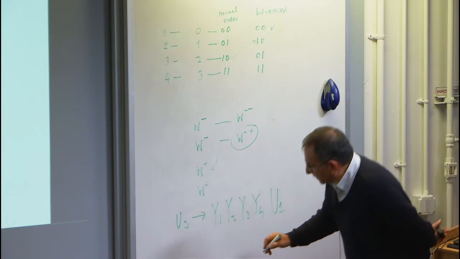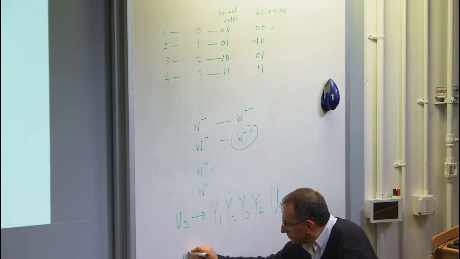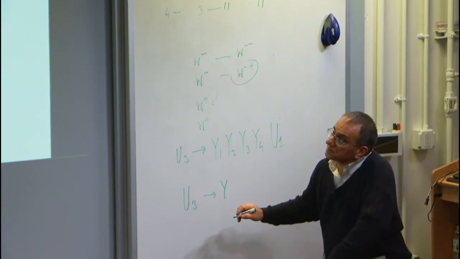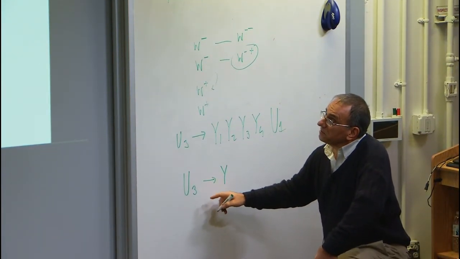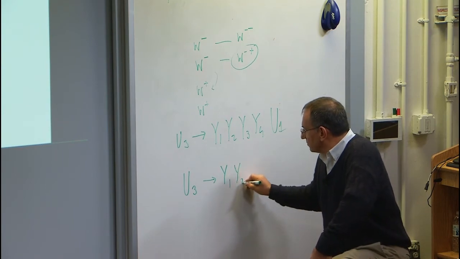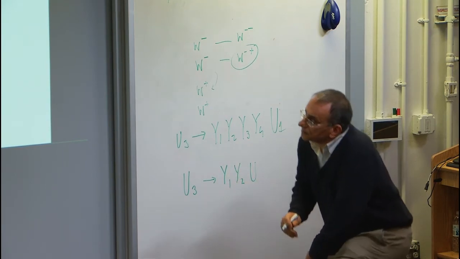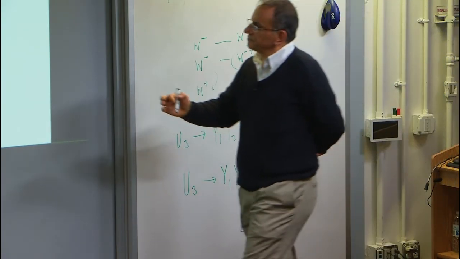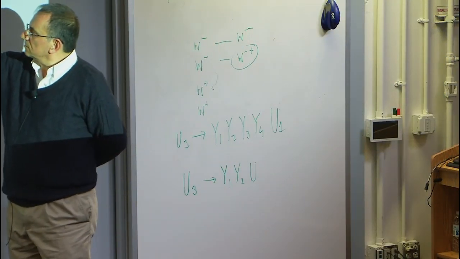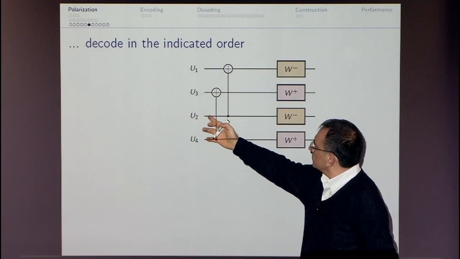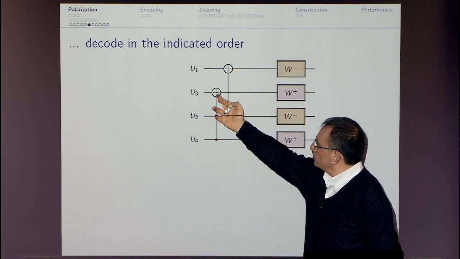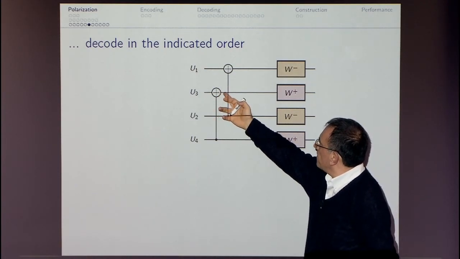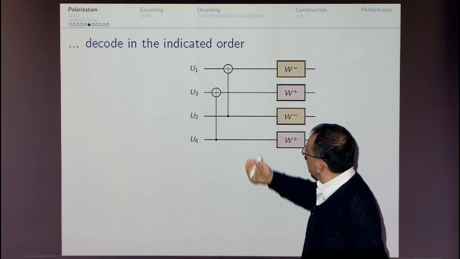Now, what you want is something like this. U3, Y1, Y2. Okay, now for... okay, we've decoded this one, now we are decoding that. Okay, U3. Let me see.